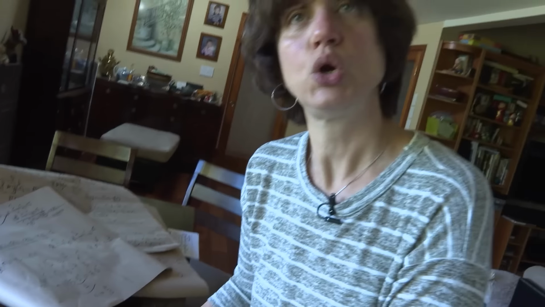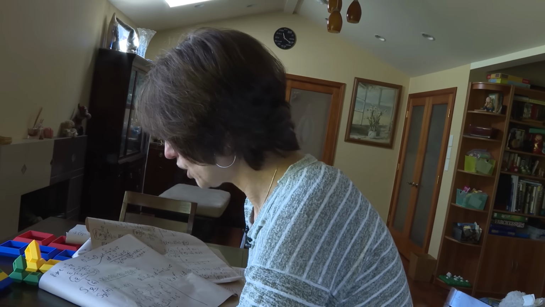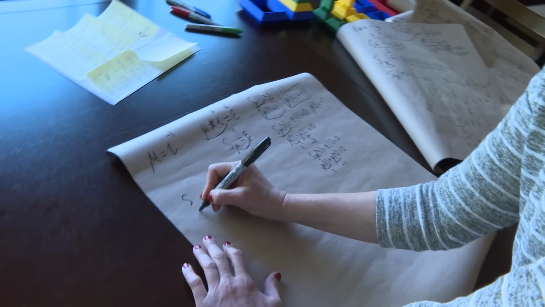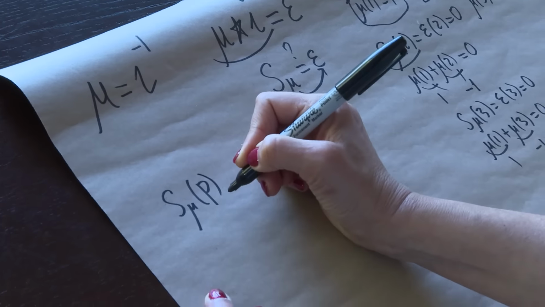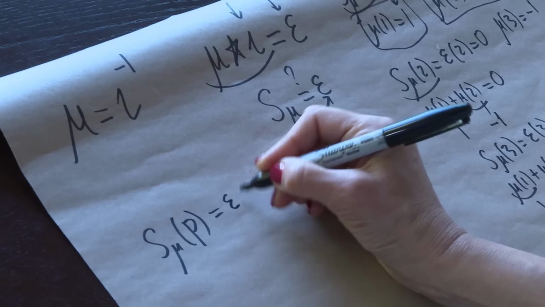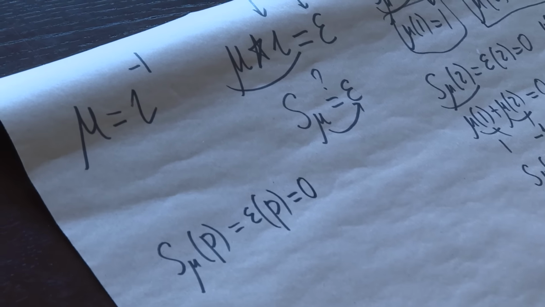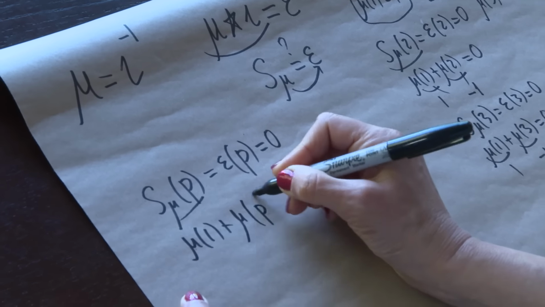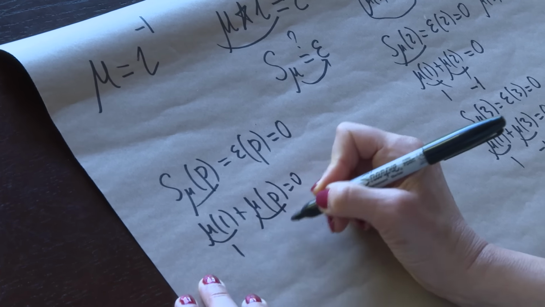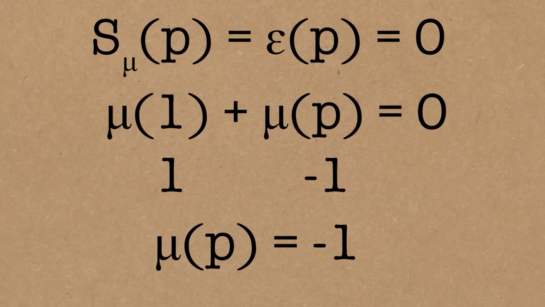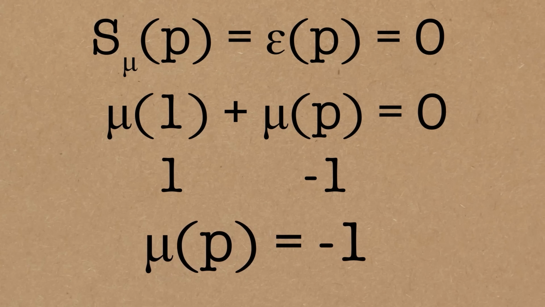No. Because with this argument we can show what happens to prime numbers. Because 2 and 3 were prime, they didn't have many divisors. So this has to be the epsilon of p, which is 0. On this side, we get mu of 1, so mu of p must be negative 1. So what we showed is that mu of prime numbers is negative 1, not just mu of anything.